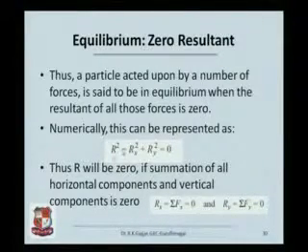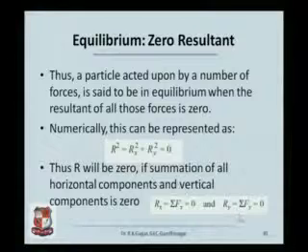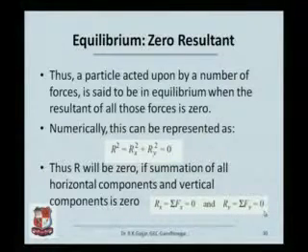Numerically, you can put this as whenever R squared, which is equal to Rx squared plus Ry squared, is 0, then you have a condition of equilibrium. When will Rx squared be 0? When the summation of all the horizontal forces is 0. Similarly, when will Ry be 0? When the summation of all the vertical forces is 0.